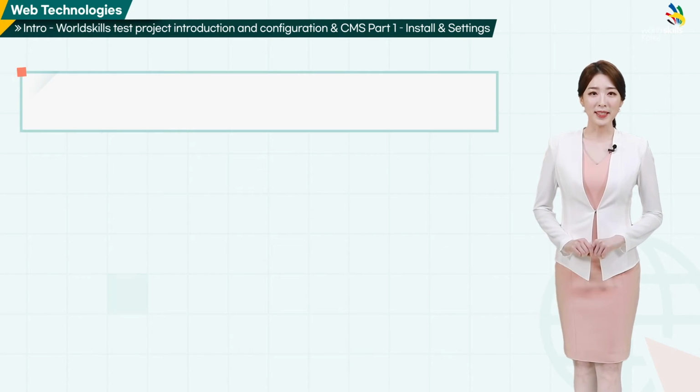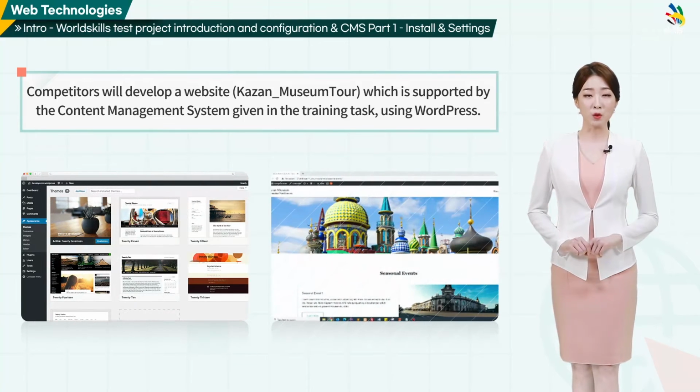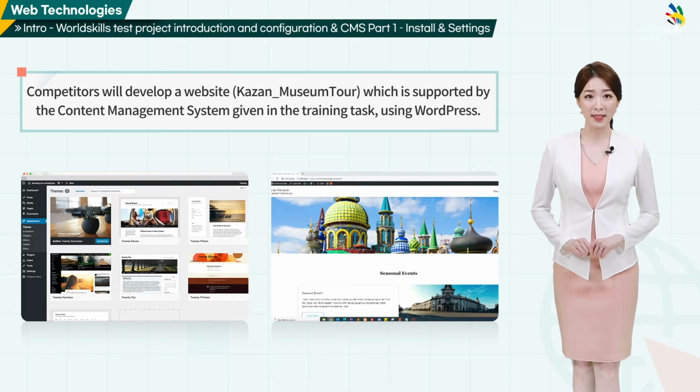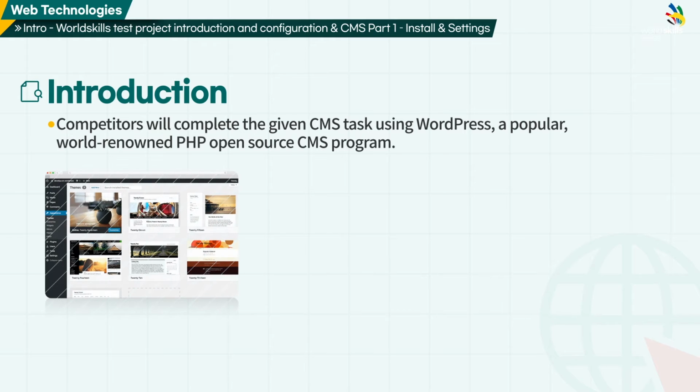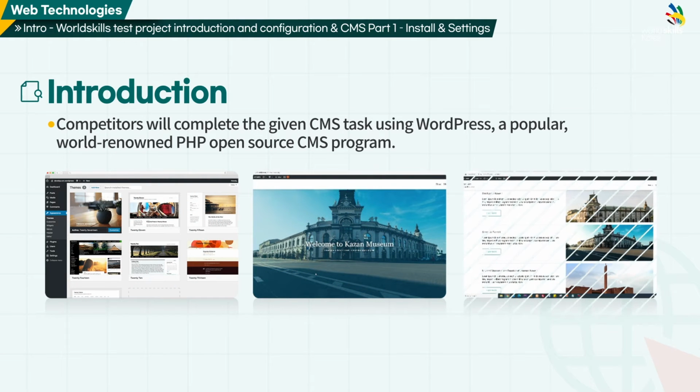Hello! Competitors will develop a website, Kazan Museum Tour, which is supported by the content management system given in the training task using WordPress. Competitors will complete the given CMS task using WordPress, a popular world-renowned PHP open-source CMS program.